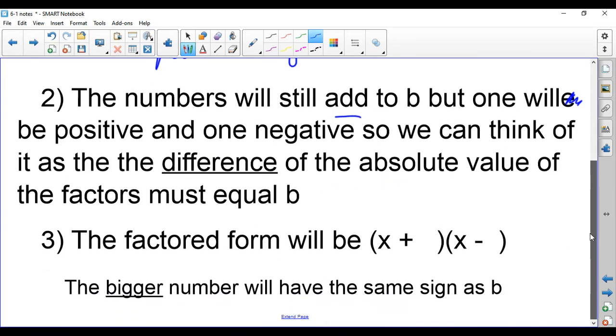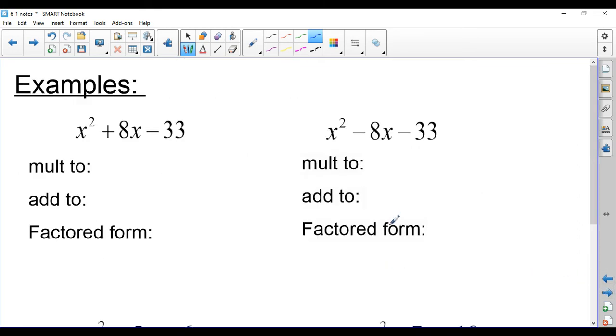The factored form will always have x plus one number and x minus one number. The order does not matter. Again, you just need to make sure that the correct sign is with the right number. And the way that we can check that is that the bigger number will always have the same sign as b. The best way to look at this is to look at some examples.